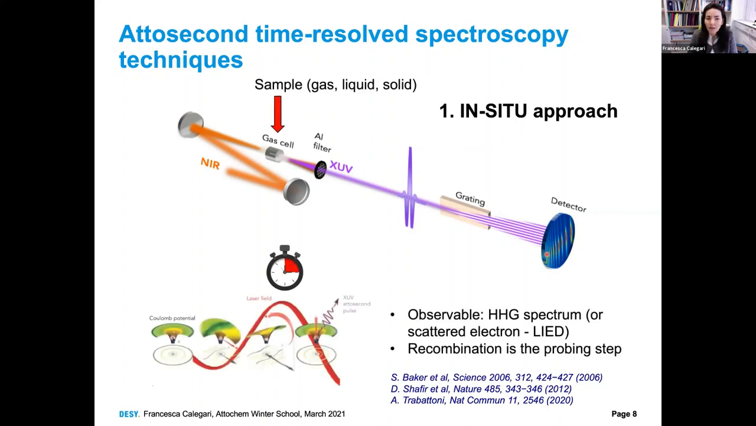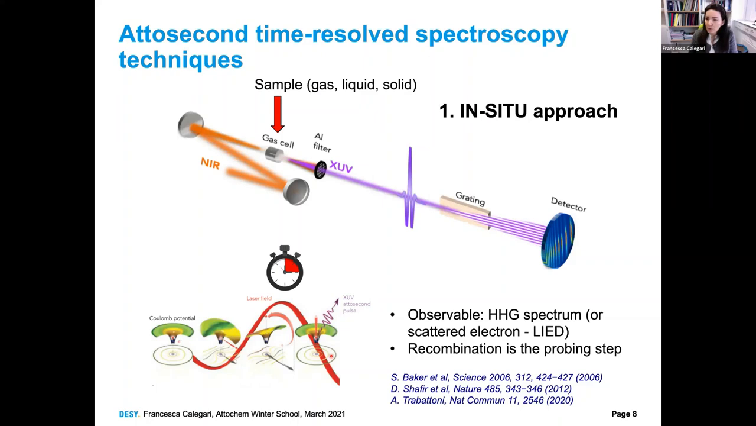And this method relies on the idea that the high order harmonic generation process is doing both the pump and the probing step that I was describing before. The dynamics is activated by the strong field in the ionization step, and then it is probed by the recollision of the photoelectron wave packet with the parent ion. The emission of the XUV radiation, that is to say the harmonic spectrum, encodes information on this dynamics which has occurred between the ionization and the recombination step. So the HHG spectrum indeed contains valuable information on the dynamics of the target, and this has been demonstrated by several groups.